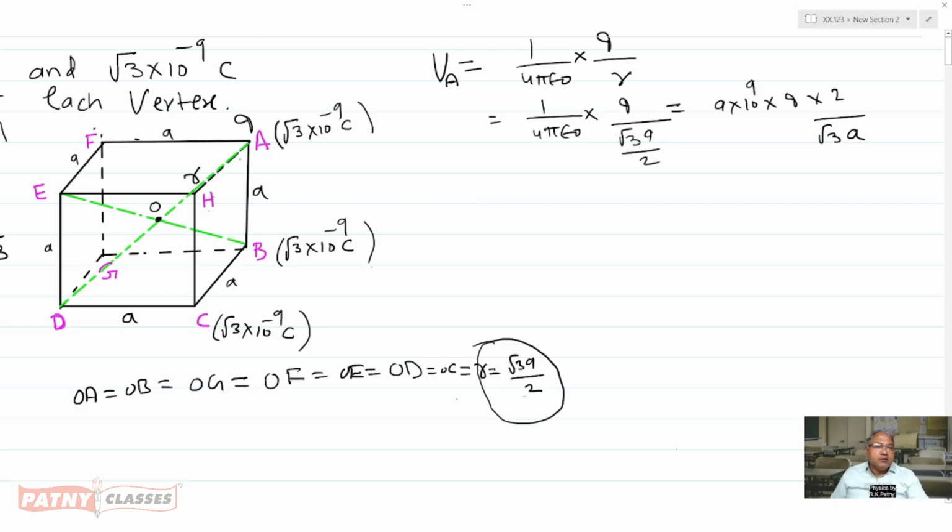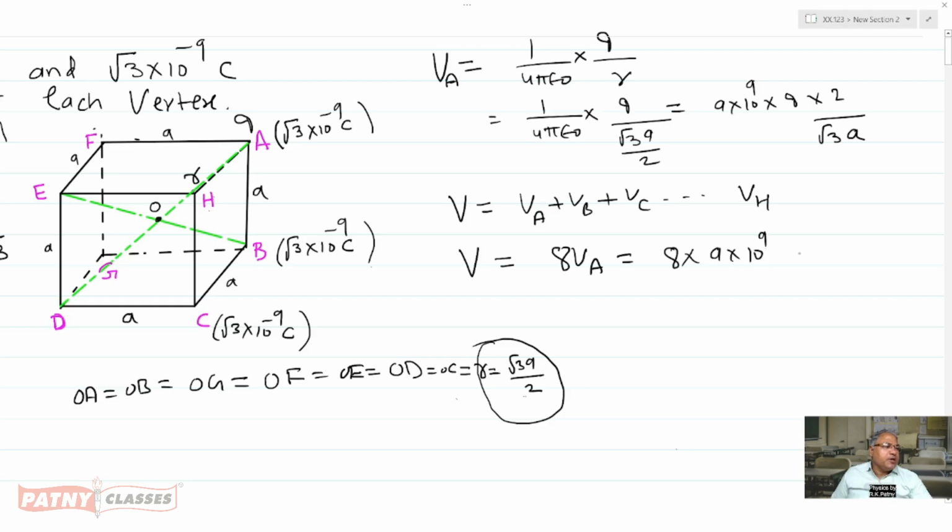There are 8 corners, 8 vertices, and so the total potential V is nothing but the potential due to point A, potential due to point B, point C, and so on till the last point H. But every potential is equal, therefore the final total potential is nothing but 8 into VA, because there are 8 points, 8 corners. So this equals 8 into 9 into 10 raised to 9 into Q into 2 upon root 3 into A.